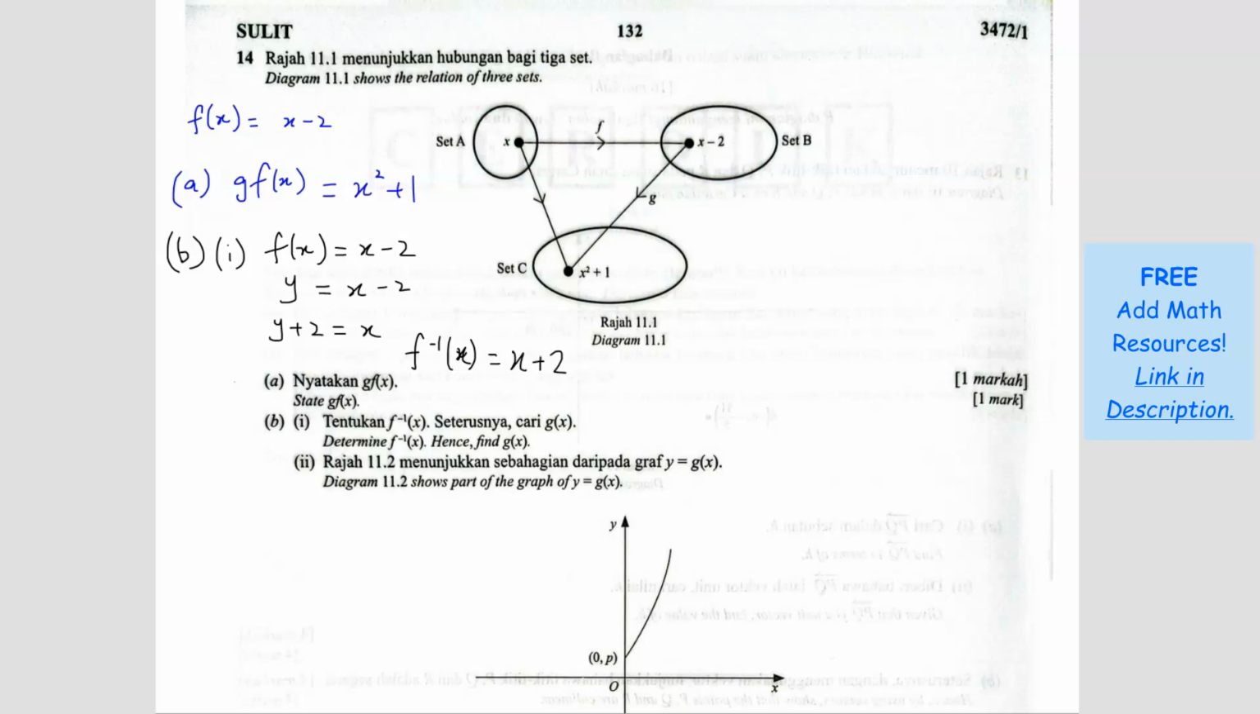So that's the inverse. Done with that. Hence find gx. We don't have gx. As I said just now, some people are going to assume this is gx, and then write gx equals x squared plus 1. This is wrong, because this is not gx. This is actually g of x minus 2, because you didn't start from x, you started from x minus 2.